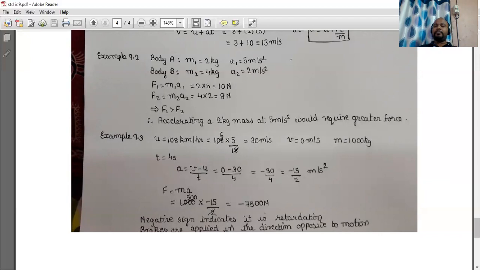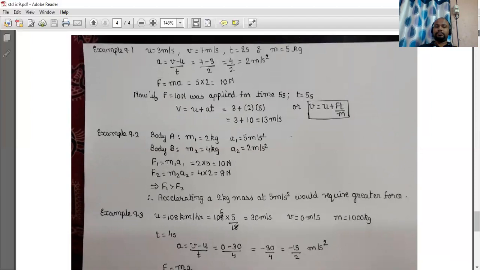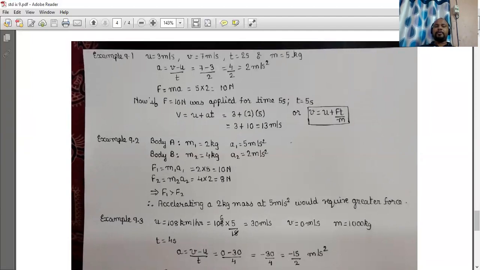I will give you a little time to just jot down the numerical solution. First example, one more time: u is given, v is given, t is given, and mass is given. So first of all, we can find acceleration by the formula v minus u upon t. Then substituting the magnitude of acceleration in the formula F along with the mass, we get the force applied on the body. Now, if this force is applied on a body for 5 seconds, you are asked its final velocity, which can be calculated by the formula V is equal to U plus AT.